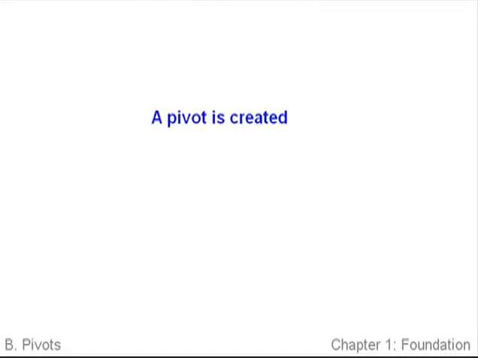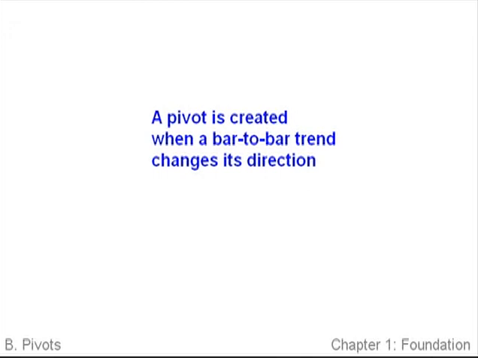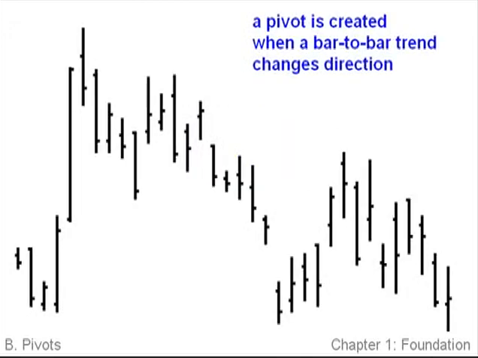A pivot is created when a bar-to-bar trend changes its direction. Let's start with the first few bars on this chart. We are in a downtrend bar-to-bar as we see lower high and a lower low. Suddenly we see this huge outside bar, and it gets confirmed with this bigger bar to the upside. So the bar-to-bar trend changes from down to up, making this our first pivot low.